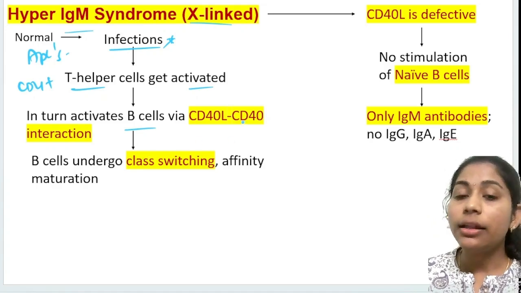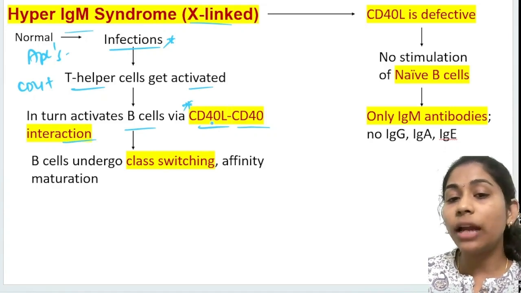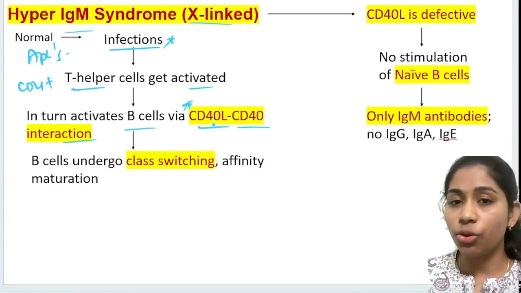And how will they activate? This is the main interaction, which is the CD40 ligand versus CD40 interaction. And the CD40 ligand is present on which cell? This is again a potential MCQ. CD40 ligand is present on which cell? It is present on the T cells.